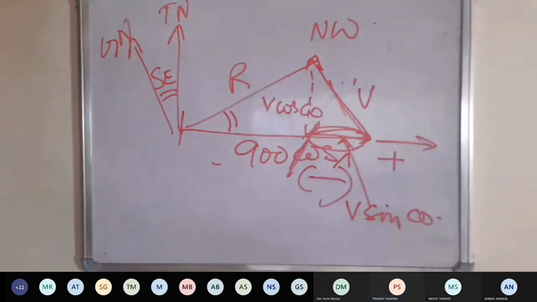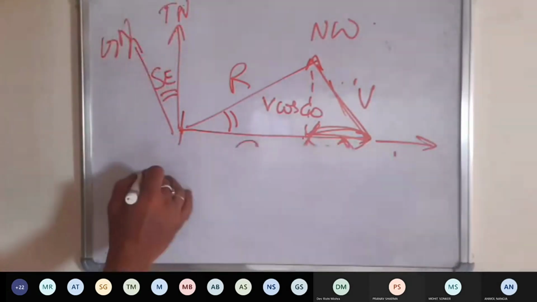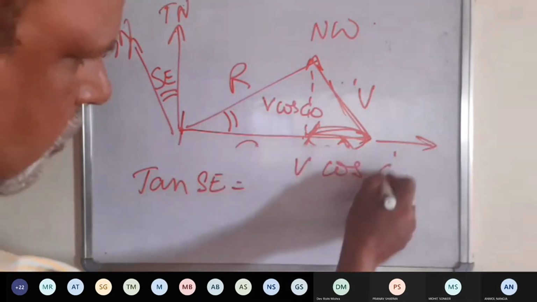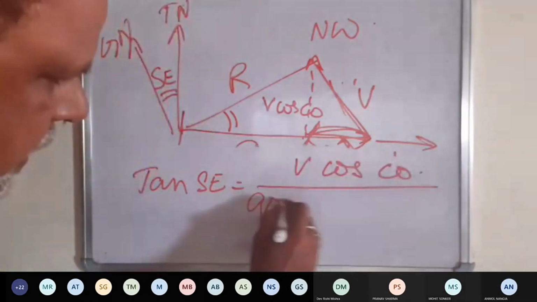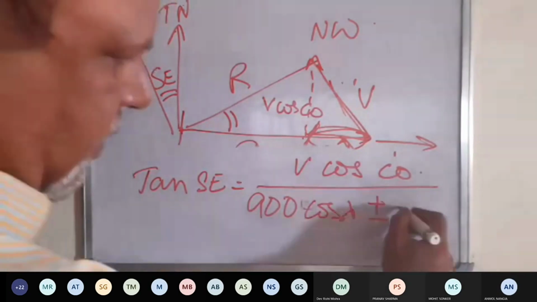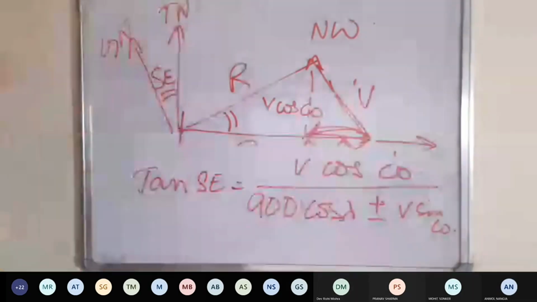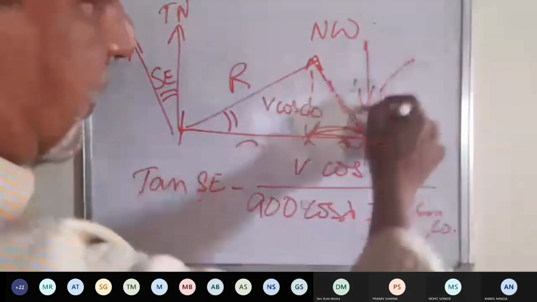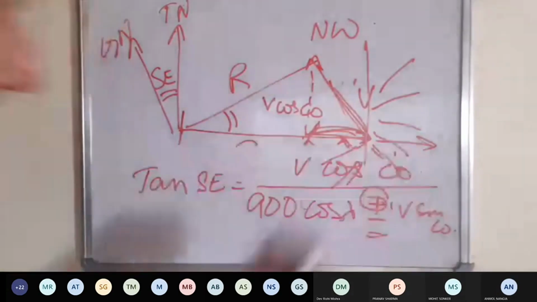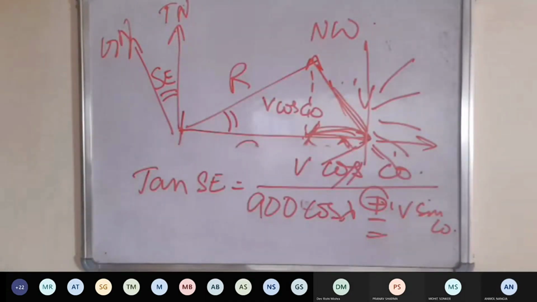Exactly. That means the formula that we have written is tan SE equals V cos course by 900 cos lat plus or minus V sin course. When plus, anything easterly is all plus, anything westerly is all minus. Clear? Yes sir.